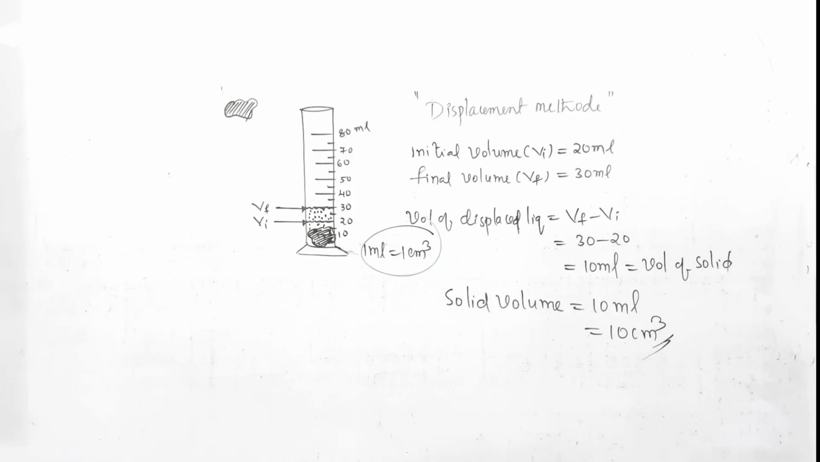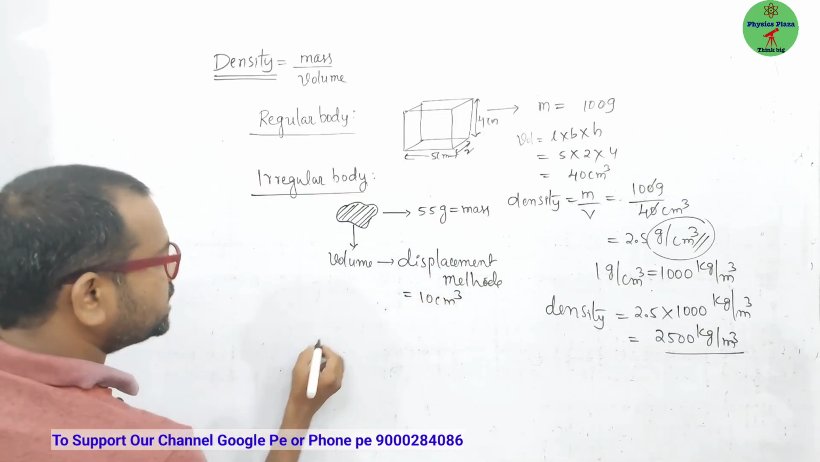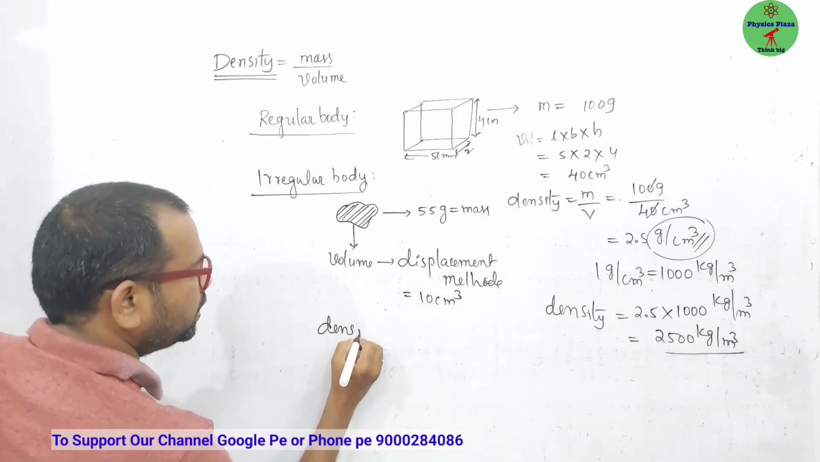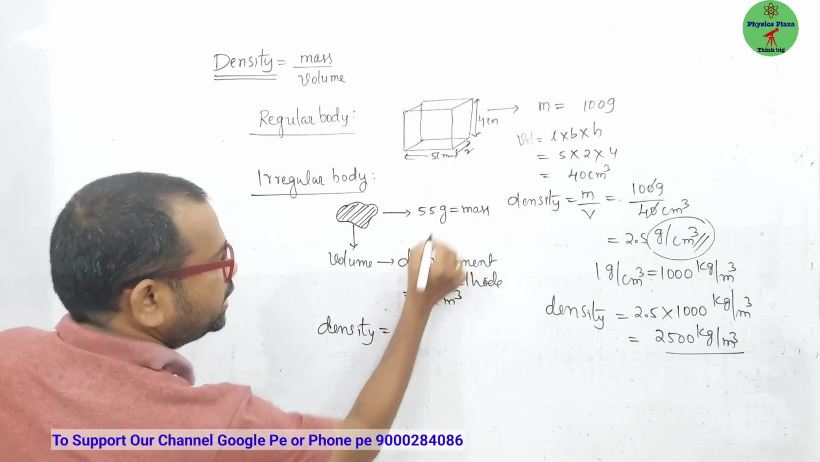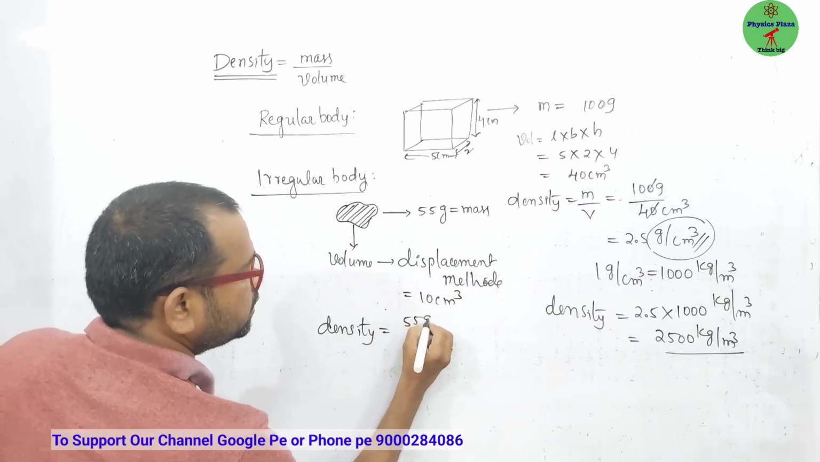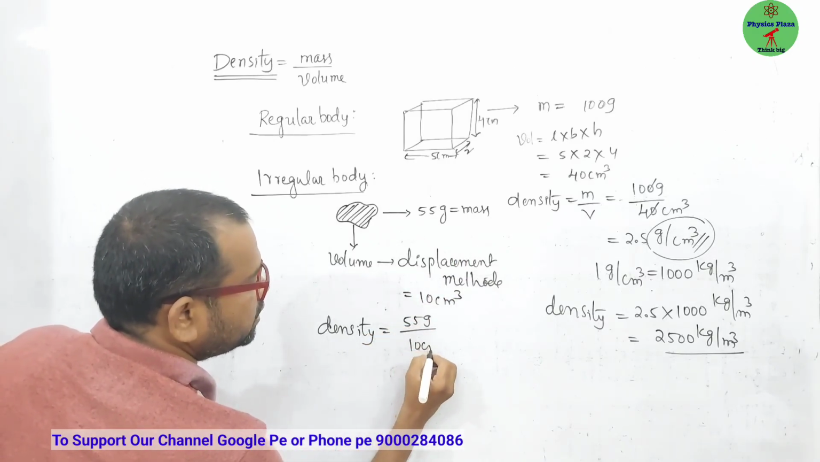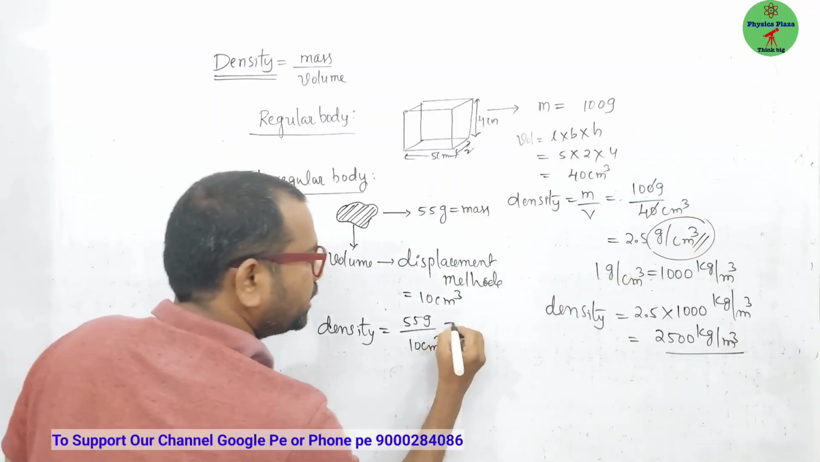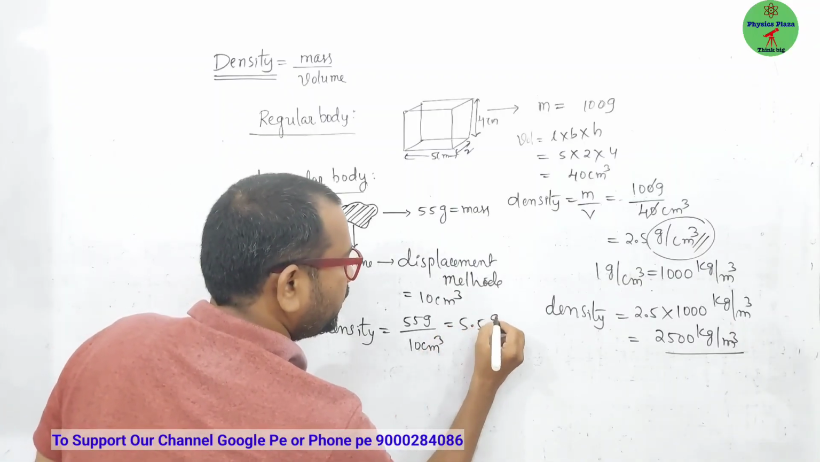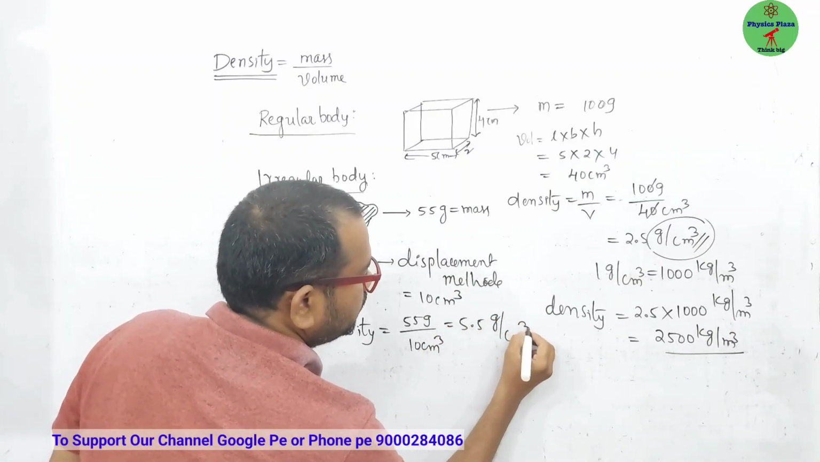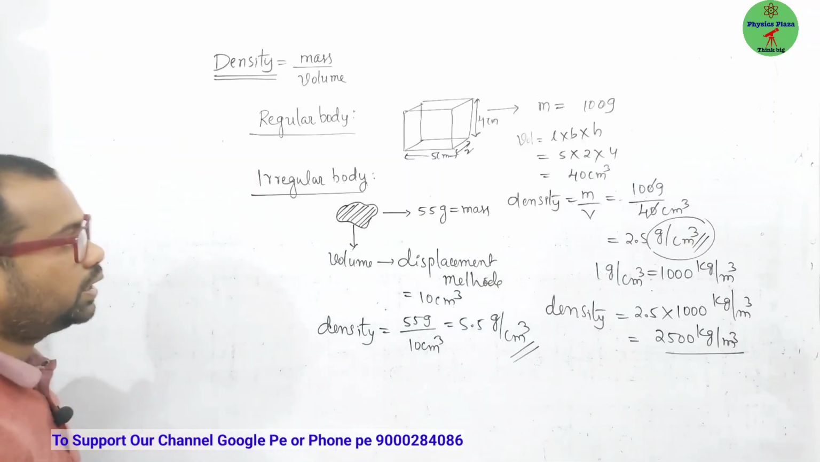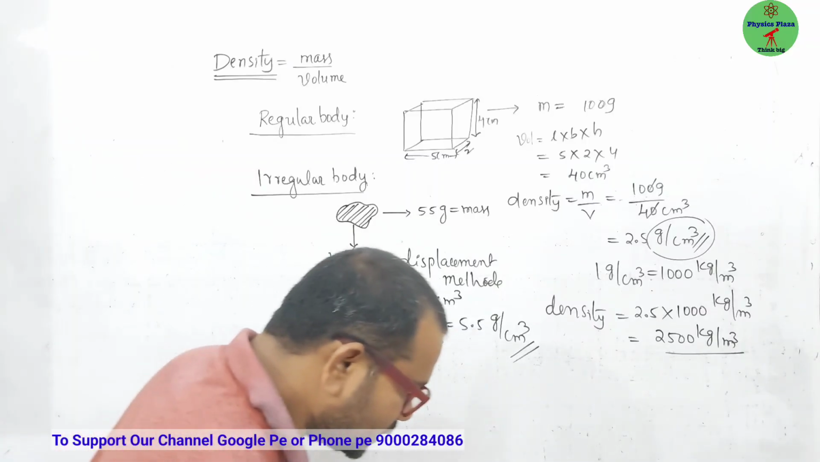So in this video we discussed this example value, how much we got. We got it as 10 centimeter cube. So now the density of this stone is its mass, 55 grams, by its volume. 55 by 10, it will be 5.5 gram per centimeter cube. Gram per centimeter cube. That's it.